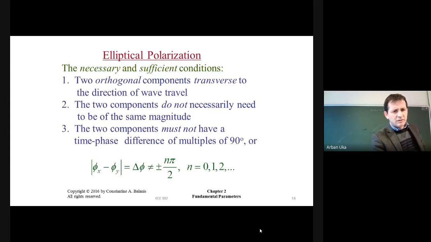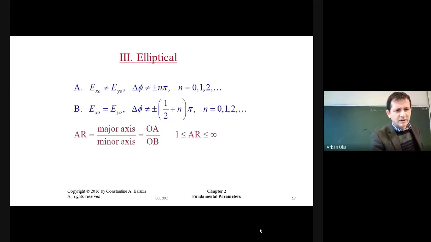Here we have the elliptical polarization. It is a generalization of the circular polarization, just that in this case the magnitudes along the two orthogonal directions don't have to be equal. They can be different, and we can obtain an elliptical pattern.